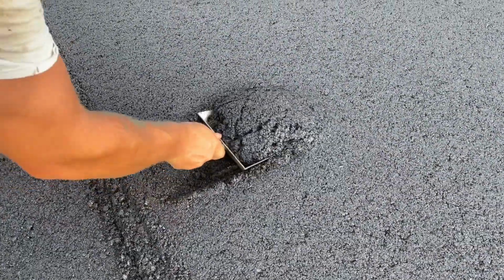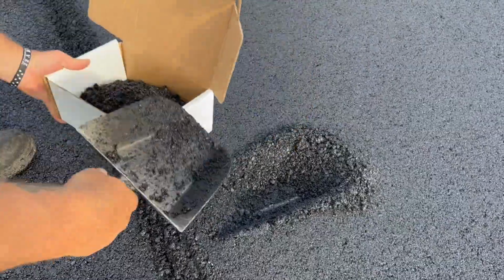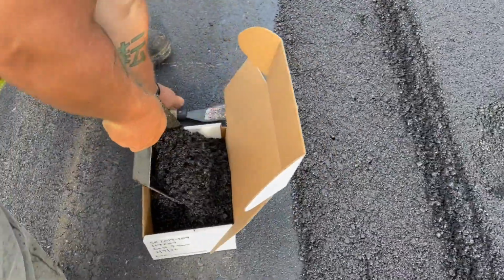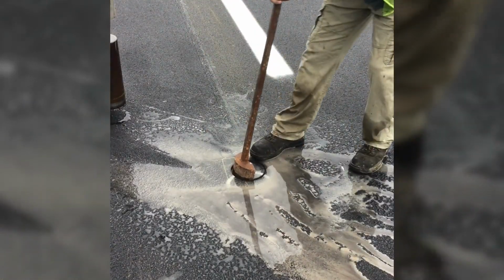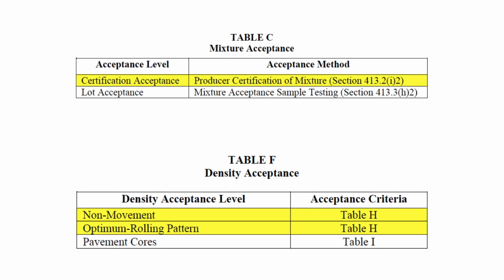Asphalt is commonly accepted on a lot-by-lot basis, and each lot will consist of sublots. Each sublot will have a mixture acceptance sample, commonly referred to as a loose box, and a density acceptance sample, commonly referred to as a core. There are certain cases where the mixture acceptance and density acceptance samples will not be loose box and core samples, but these cases are not as common.